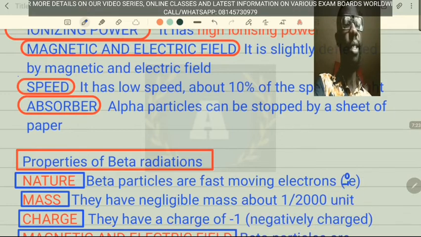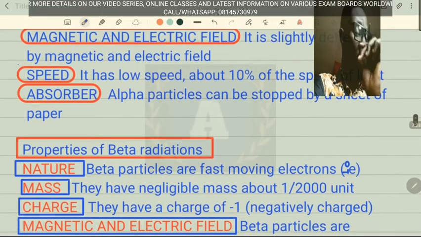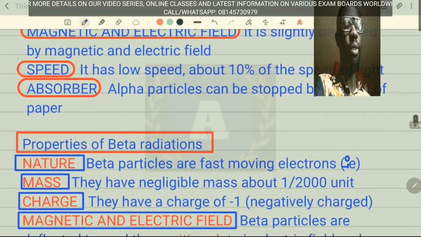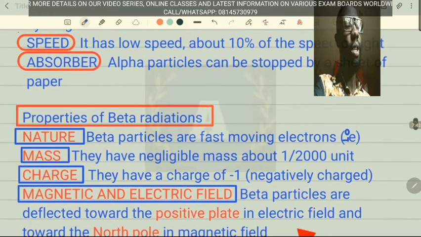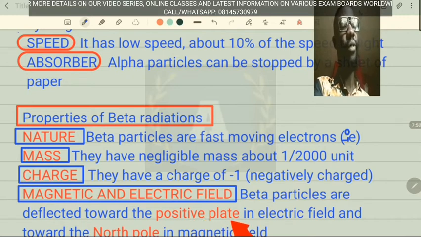Okay, the magnetic and electric field. So what happens to them when we place beta particles in a magnetic field and also an electric field? So what's going to happen? Beta particles are deflected toward the positive plate in an electric field and toward the north pole in a magnetic field. Why? Because its charge is negative and the positive plate is positive, so it's going to deflect it toward it, and also toward the north pole in a magnet.